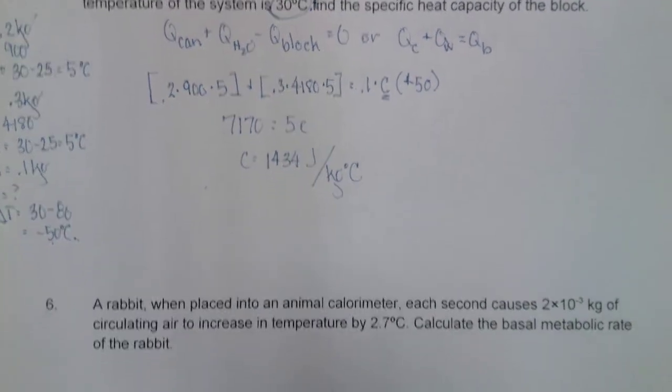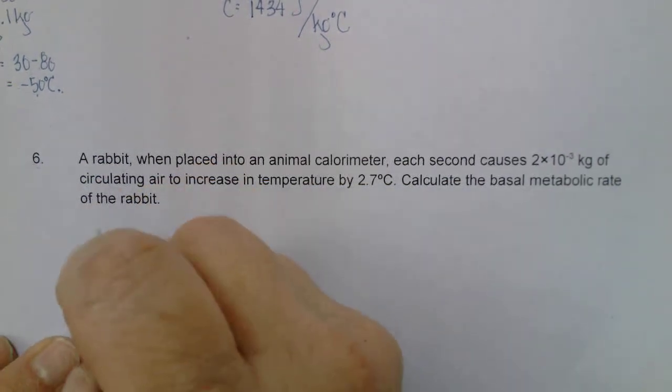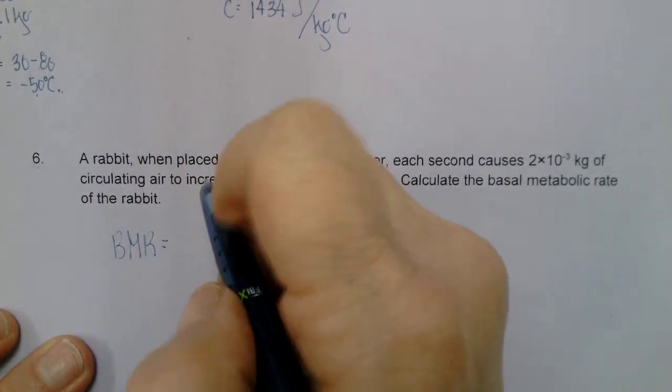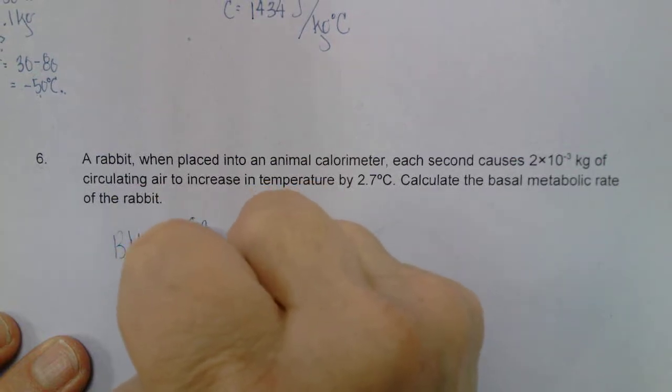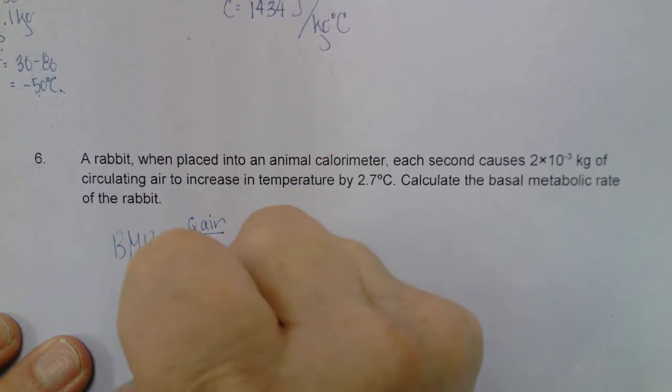All right, now the next problem, it takes a different take on this. It's still a calorimeter, but it's a calorimeter that is going to look for a different way of finding the specific heat capacity. Instead, it does it using basal metabolic rate of the rabbit. So what I'm going to do is give you the formula for that to start with. Basal metabolic rate is equal to the heat of the air all over the change in temperature.